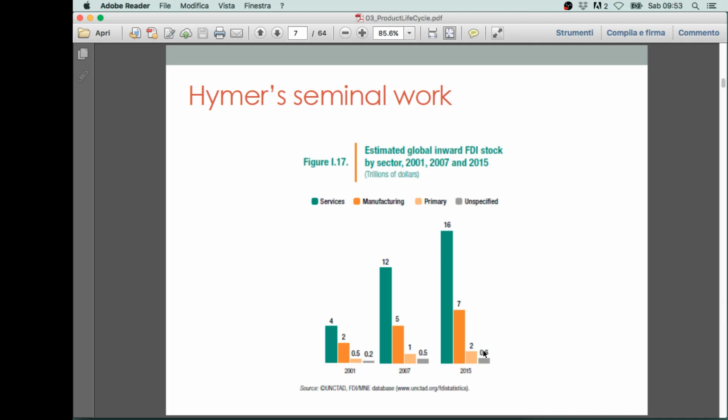This is a graph showing that, at the time when Hymer was writing, foreign direct investments were concentrated mainly in the manufacturing sector. But as we know, this pattern has changed a lot. Nowadays, as shown by this graph, which is taken from the World Investment Report, they are mainly concentrated in the services. So, what matters for us, with respect to what I was saying before, is that this shows clearly that the concentration of foreign direct investments in some sectors rather than others emerges clearly from the empirical data.